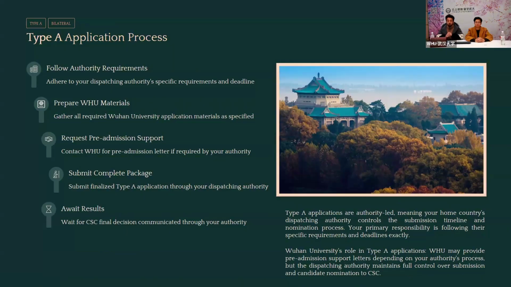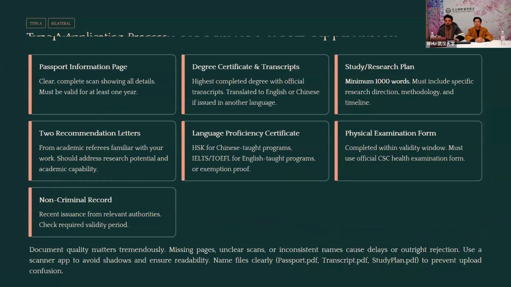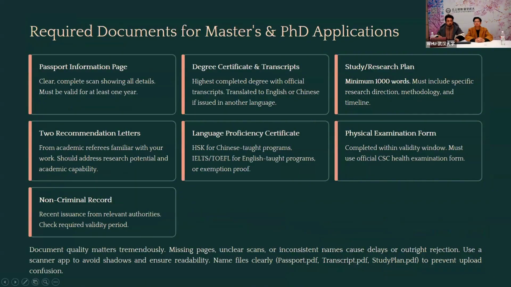So you have to follow all rules and regulations which the dispatching authority in your country made for this scholarship. This is the main point for type A. And now I'm going to explain the required documents for master's and PhD application.